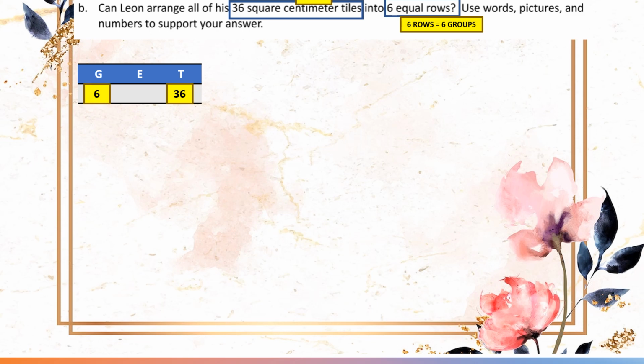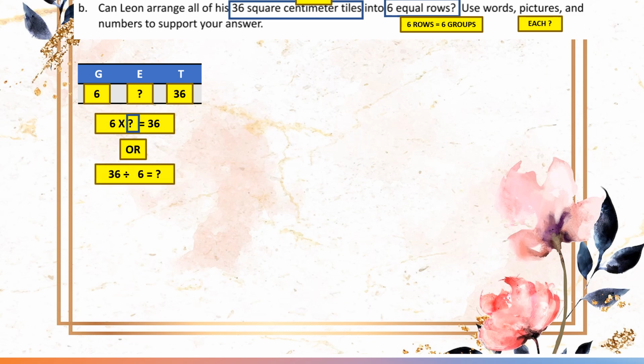All right. Now, what they haven't given me is an each, because that's the end. Can Leon arrange all of his 36 square centimeter tiles into 6 equal rows? There's nothing else there except to use words, pictures, and numbers to support your answer, which means they didn't give me an each. I have to figure that out. Now, if I write my equation like my get chart is set up, then my equation would be 6 times my unknown number equals 36, or 36 divided by 6 equals my unknown number.